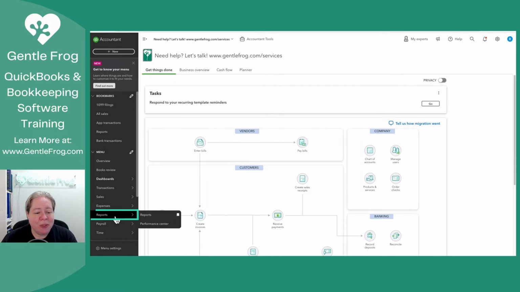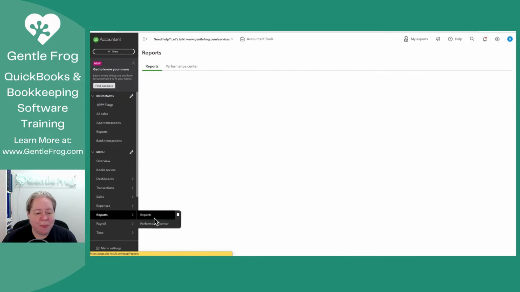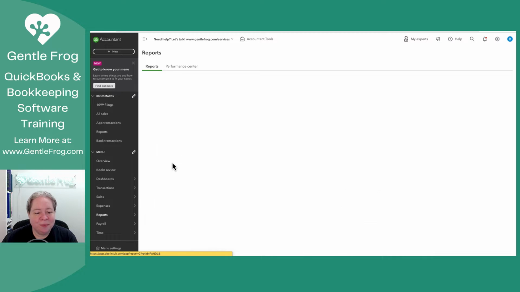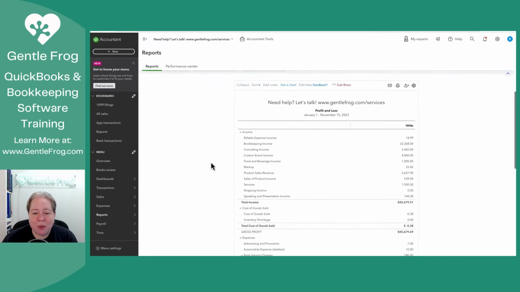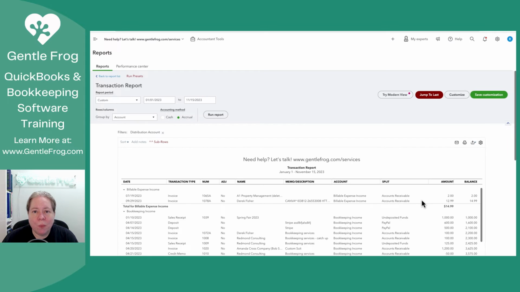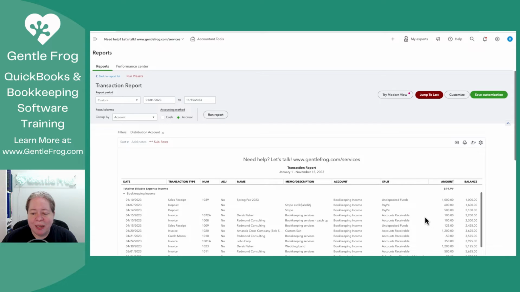I'm going to go to Reports on the left-hand side of the screen. I'm then going to select Profit and Loss. I'm going to scroll up. I can see that I'm looking at the profit and loss from January through November. What I really want to do is just click on the total for income. When looking at the total for income, I see a lot of stuff in the split column. I see undeposited funds, I see PayPal, I see accounts receivable. In this video, I want to cover, why do you see undeposited funds and why is it okay?